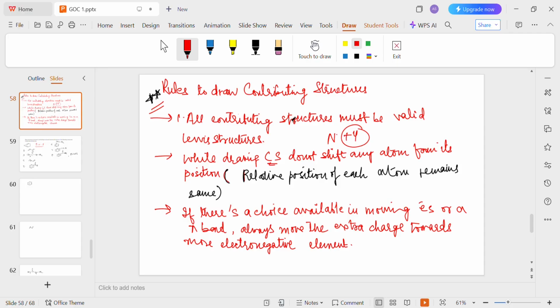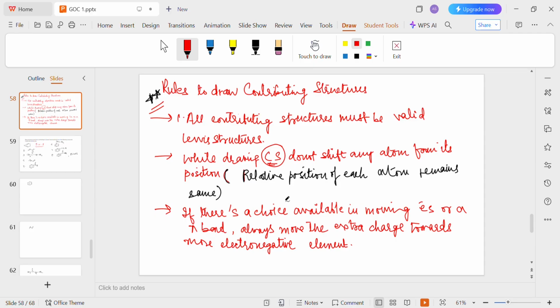And also carbon should not have what? Carbon always prefers to form tetravalent compound. It cannot have less than that or more than that, except in case of carbocations. While drawing contributing structures, CS means contributing structures, do not shift any atom from its position. Relative position of each atom remains same.